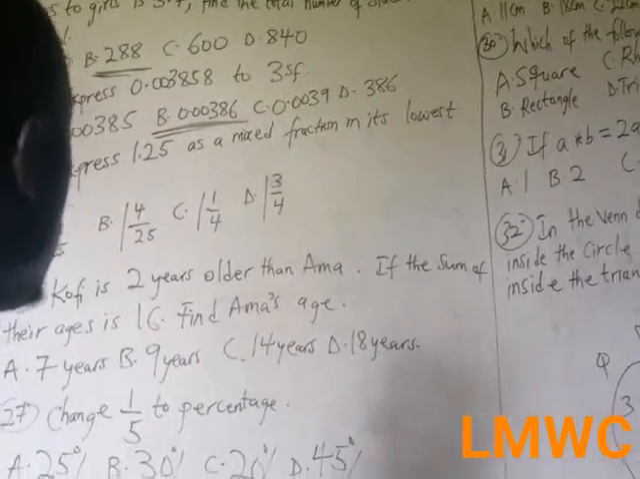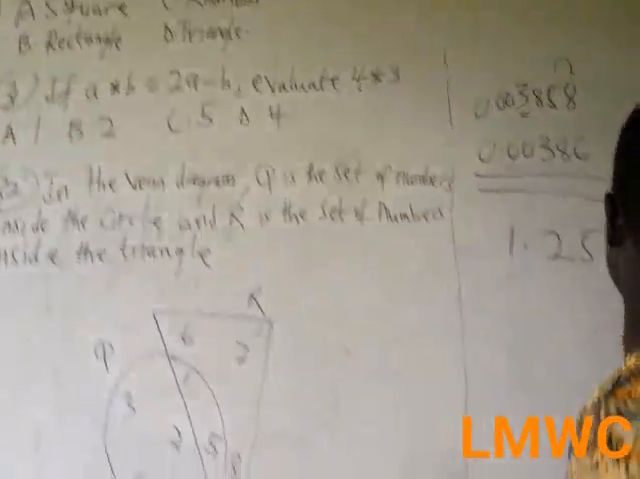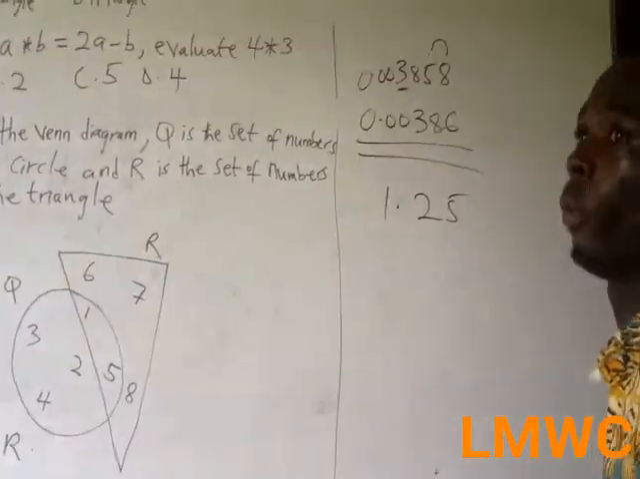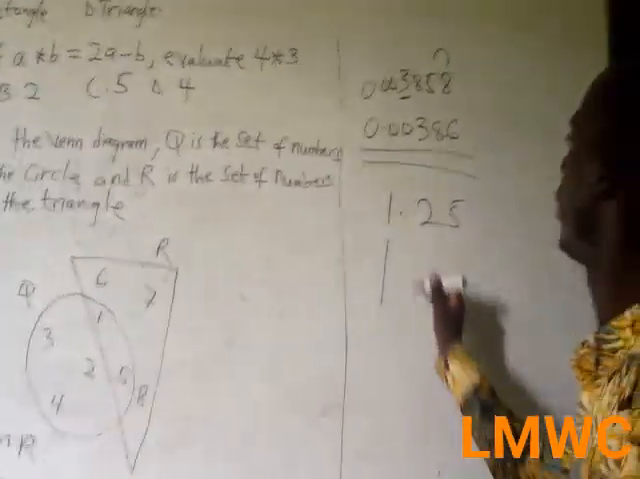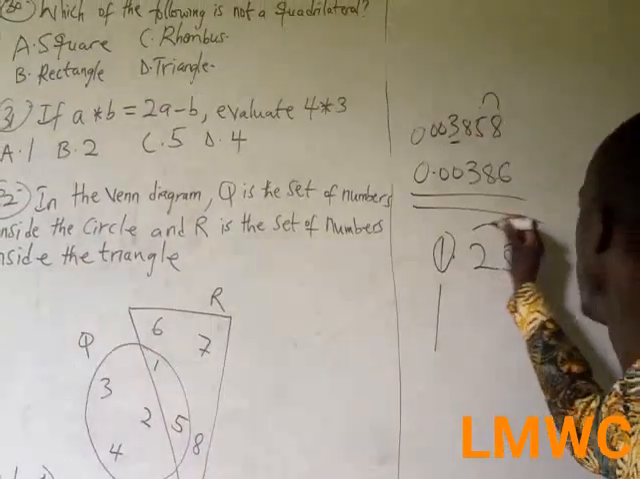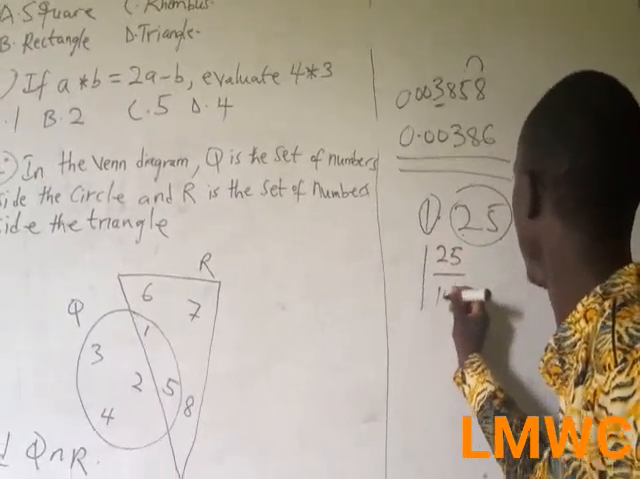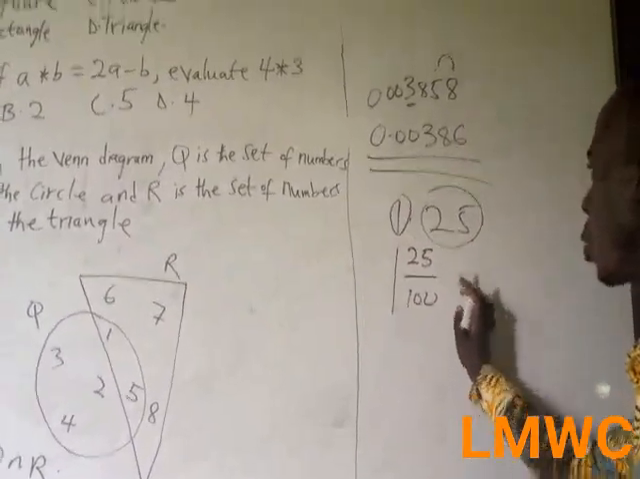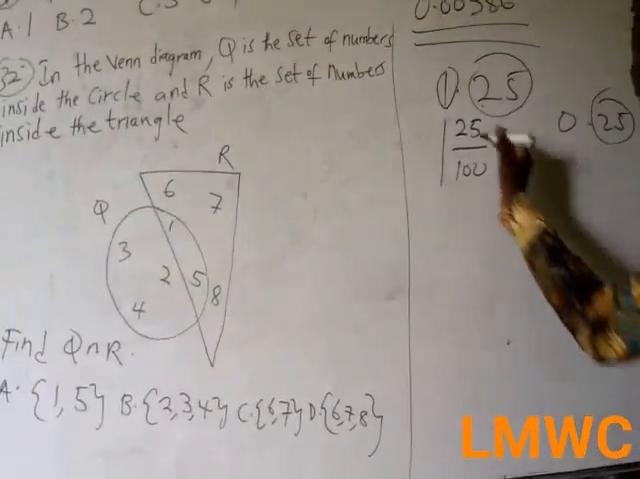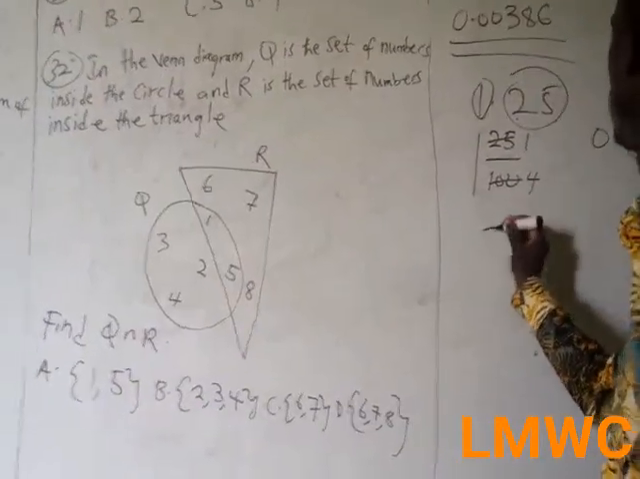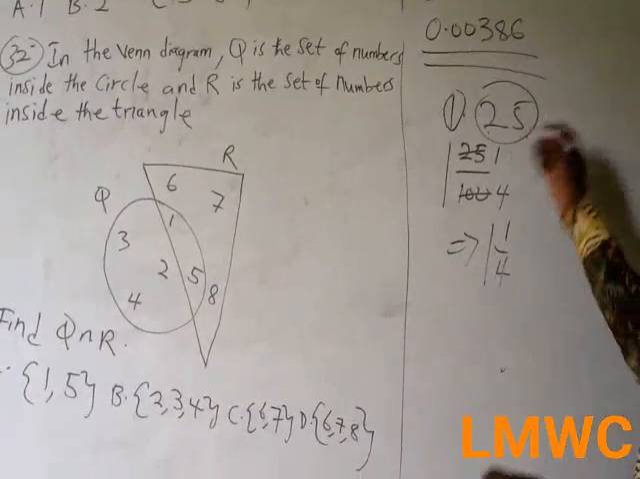25. Express 1.25 as a mixed fraction in its lowest term. So 1.25. We have two main approaches in solving this. This one is a whole number. This one is a whole number. And this 25, you see, is two decimal places. So it becomes 25 over 100 because of the two decimal places. Because 25 over 100 will give us 0.25. This goes here 1, this goes here 4. So we have one whole number and 1 over 4. Or one can also decide to do it like this.